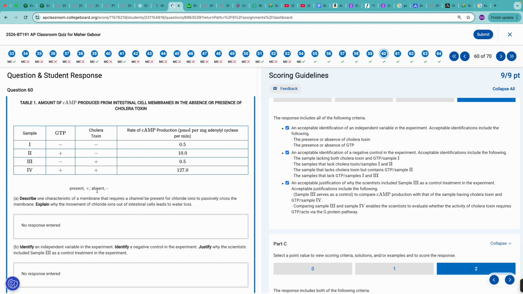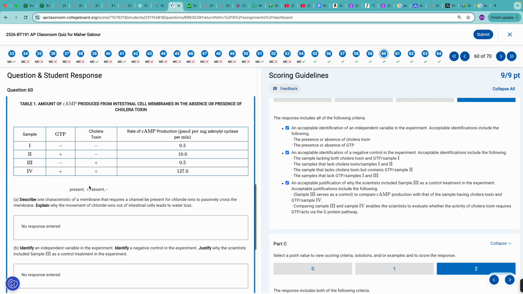Comparing samples III and IV enables the scientist to evaluate whether the activity of cholera toxin requires GTP. Okay. So basically, when you compare sample 3 and sample 4, you can then figure out if the cholera toxin's activity is dependent on GTP or not. That's all they're saying here in this sentence. I say go with this sentence.